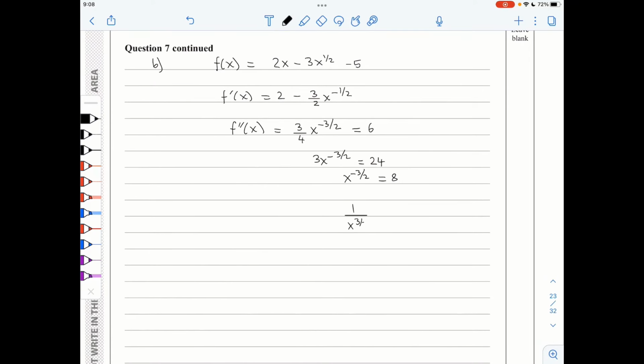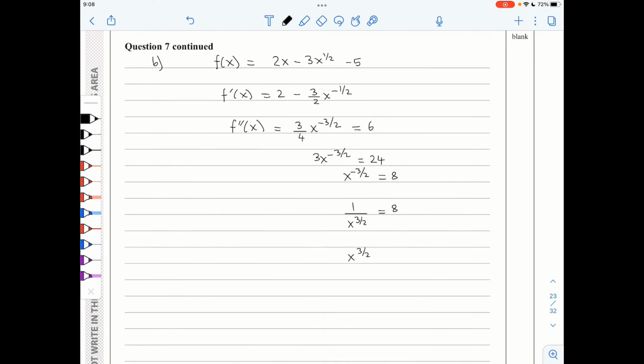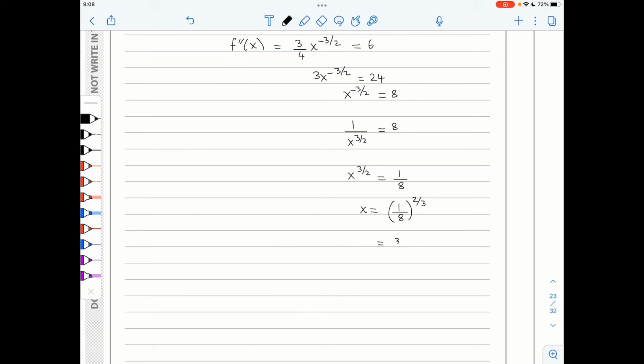So 1 over x to the 3 over 2 is 8, which means that x to the 3 over 2 is 1 over 8, which means that x is 1 over 8 to the power of 2 over 3. This is simply the third root of 1 over 8 raised to the power of 2, which is a half squared, which is a quarter. So the value for x satisfying f double dash of x is 6 is a quarter.